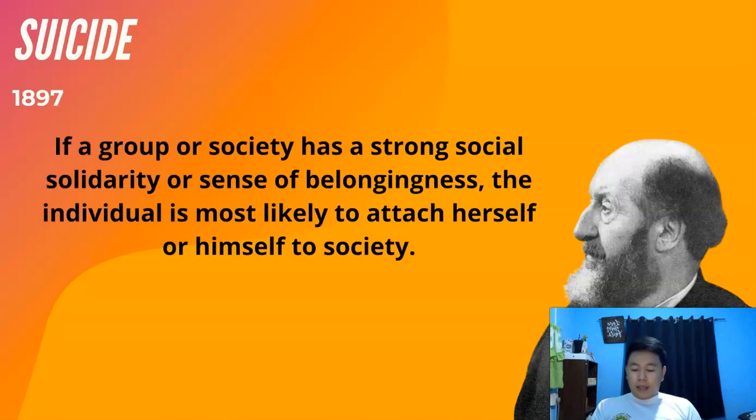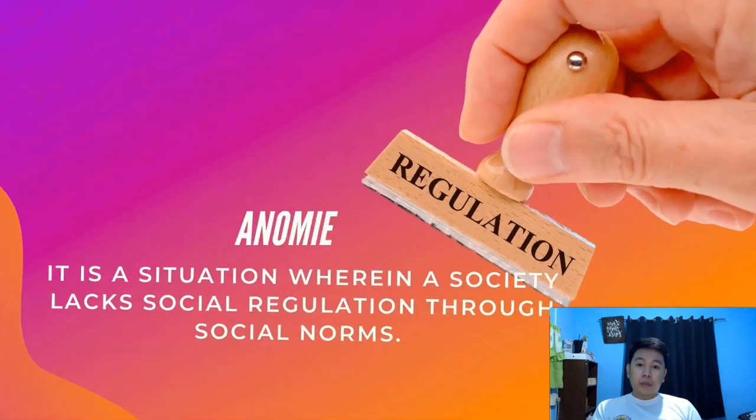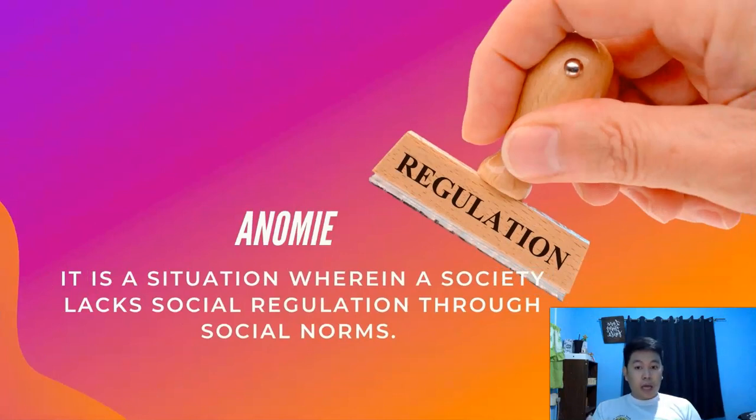And according to Durkheim, strong regulation of the individuals in a society or a group ensures that members properly follow the norms and prescribed moral behavior. We have a Greek term, anomie, from the root words nomos and a, which means without. So, without law. Anomie is a situation wherein a society lacks social regulation through social norms.